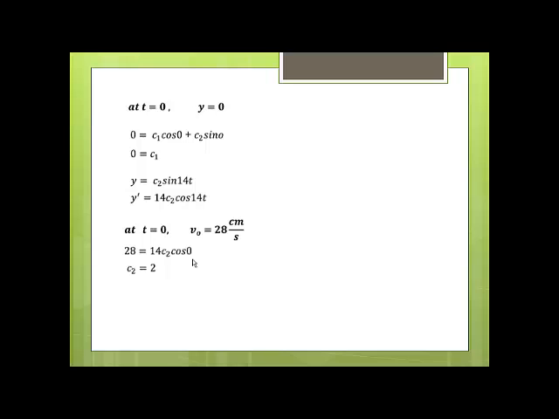We have c2 is equal to 2. Then y is equal to 2 sin 14t.